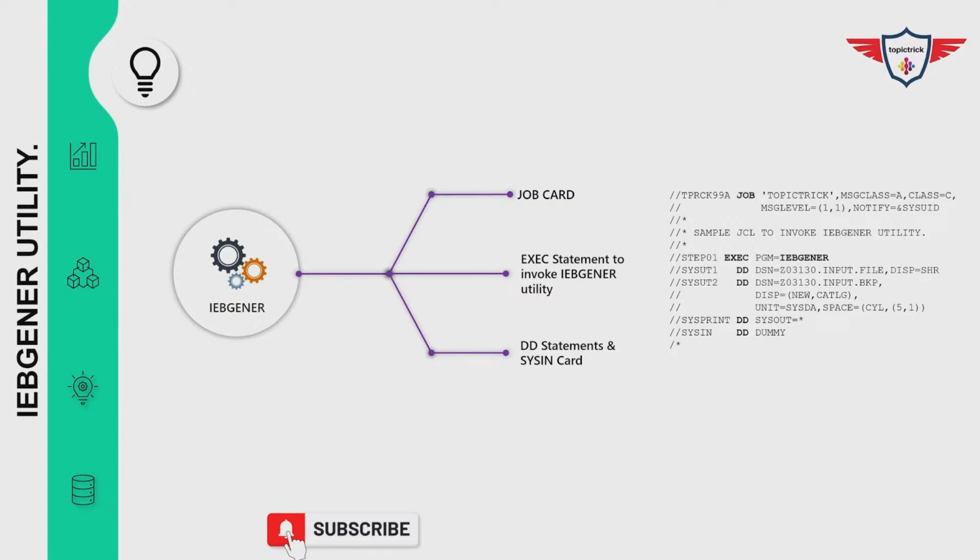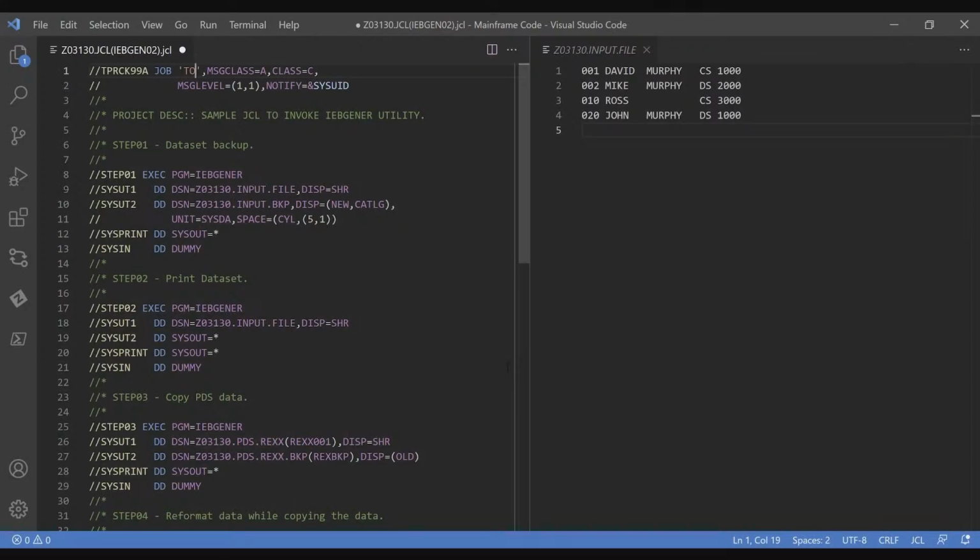Now before I show the live demonstration of how you can use IEBGENER utility to perform various operations, let me ask an interview question. So the question is, what is the basic difference between IEBGENER utility and IEBCOPY utility? If you know the answer, then write down in the comment section. Otherwise, I'll give you the correct answer in the last section of this presentation.